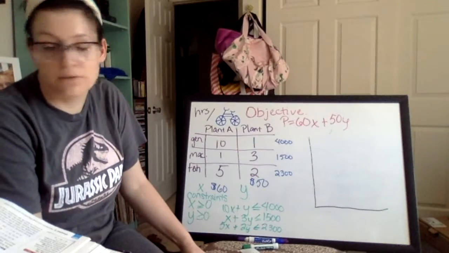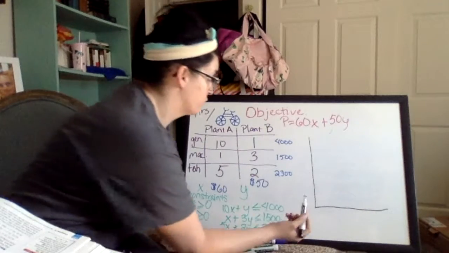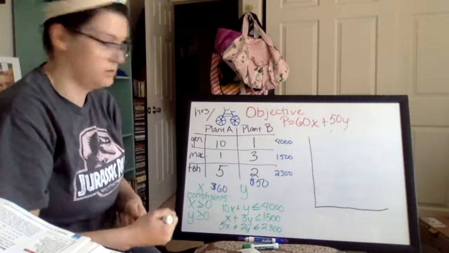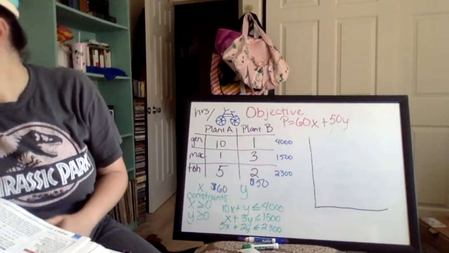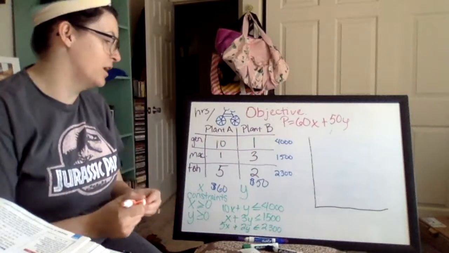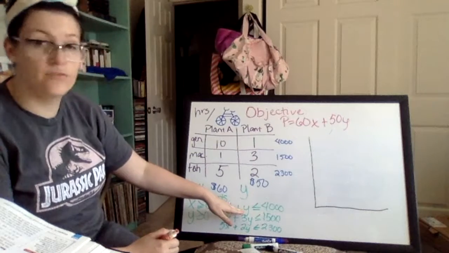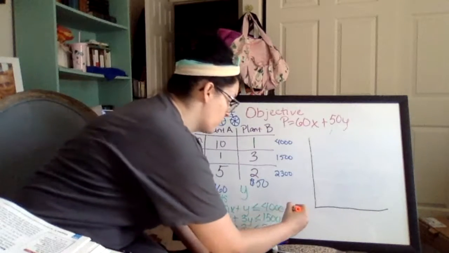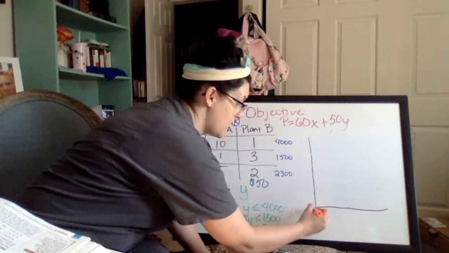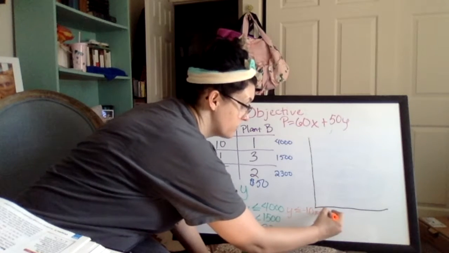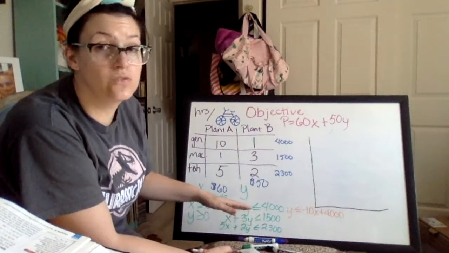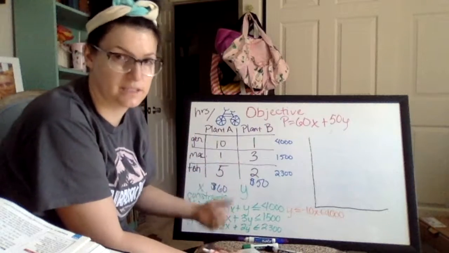Okay, so we're just going to graph them by solving for y. So this one, let's use a different color. So we're just going to solve for y. So y is less than or equal to negative 10x plus 4,000, because we just moved our x to the other side by subtracting.